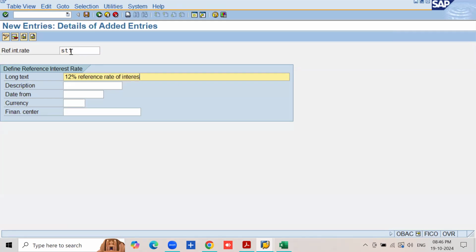Reference rate of interest: 12% reference rate of interest. Description: 12% reference interest rate. Date from 1/4/2024. Currency INR. Click on save.